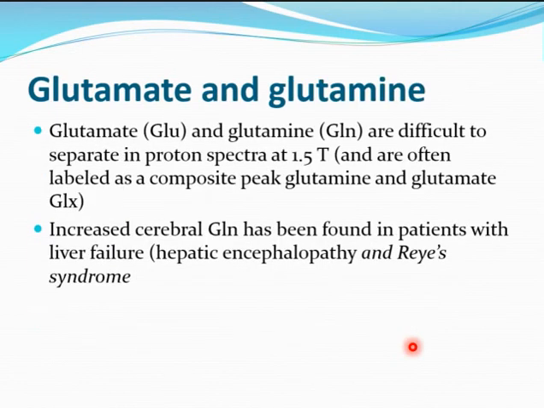Glutamate and glutamine, they are amino acids. They are often labeled as a composite peak of glutamine. They show together, one peak showing glutamine and glutamate together. So its increase has been found in patients with liver failure, hepatic encephalopathy, and Reye's syndrome.